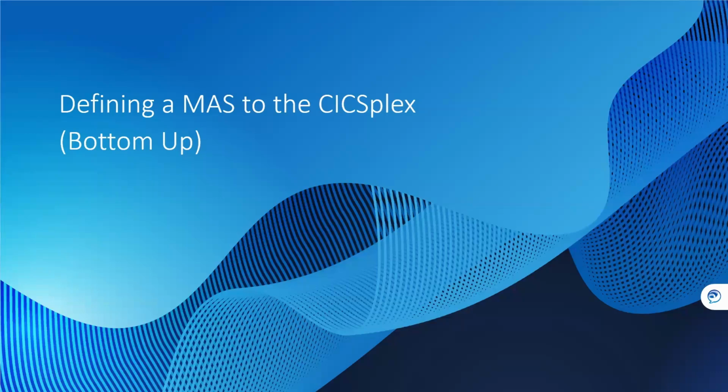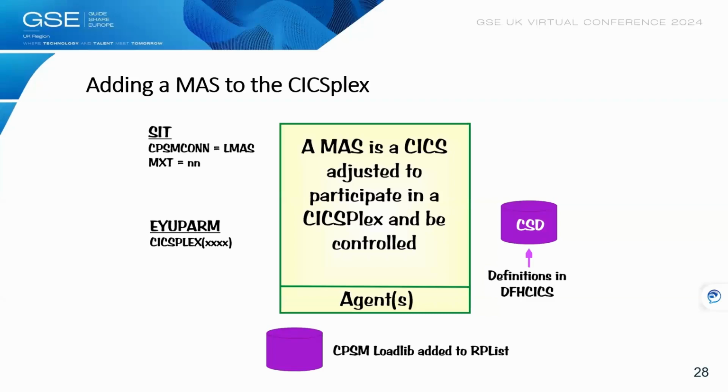The problem is now CICSPlex SM recognizes that a region of this name should connect to it, but the region itself doesn't know it's supposed to connect to it. So you need to change your CICS region slightly to connect, and this is the bottom-up piece. So you have an existing CICS region. You don't really need to do much with it. CPSMCONN should be set to LMAS, right? Which is local MAS. There used to be a remote MAS and a local MAS. Now there's only local MASs, but they kept the name as LMAS.